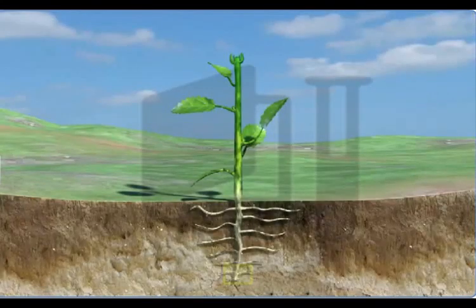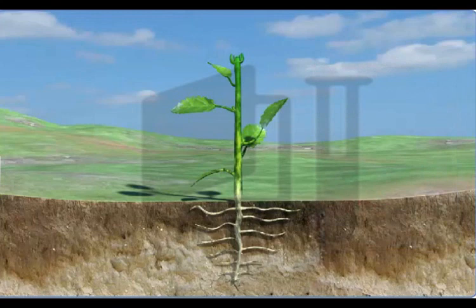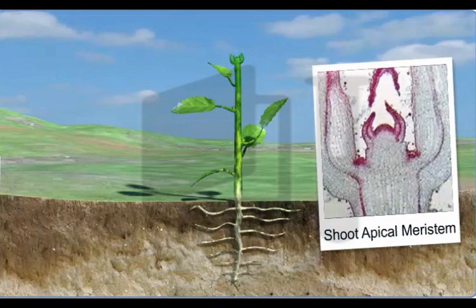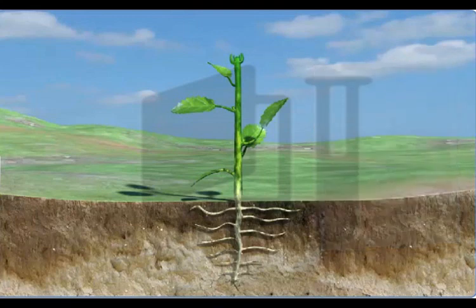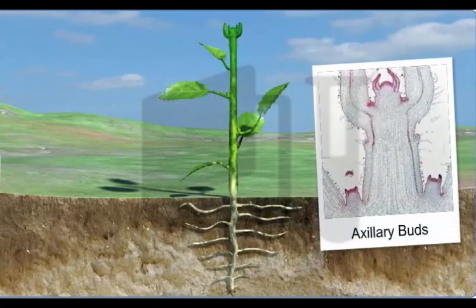Apical meristems are named depending on their location in the plant's body. The meristem found at the tips of the roots is known as root apical meristem, whereas the meristem found at the tip of the shoot is known as shoot apical meristem. During the formation of the leaves and the elongation of the stem, some cells are left behind from the shoot apical meristem.